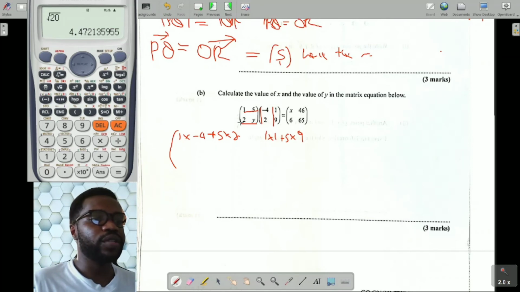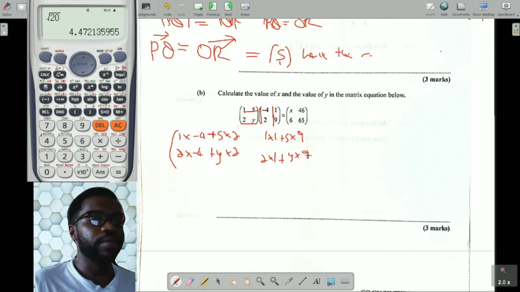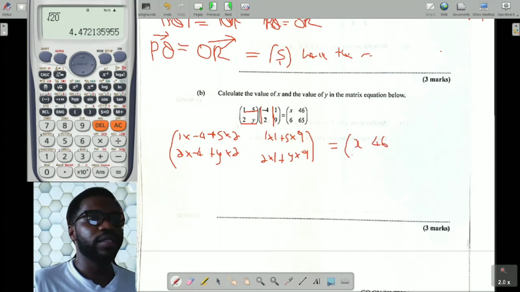Alright, you move to row 2 and you do the same thing. It's 2 times negative 4 plus y times 2. Then row 2 again times column 2 over here now, which is going to be 2 times 1 plus y times 9. And this is equal to x, 46, 6, 65.